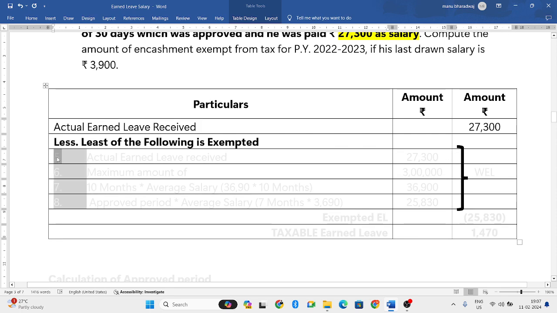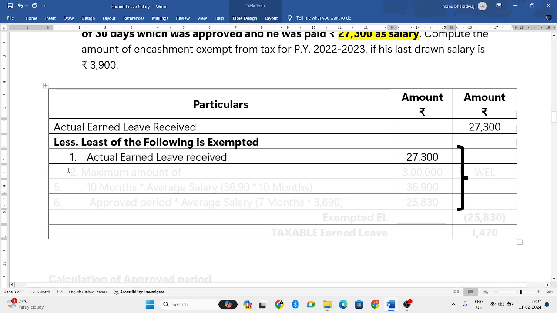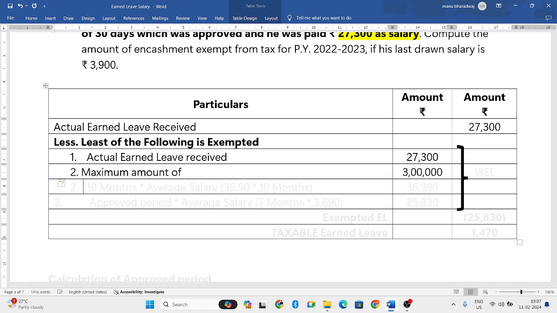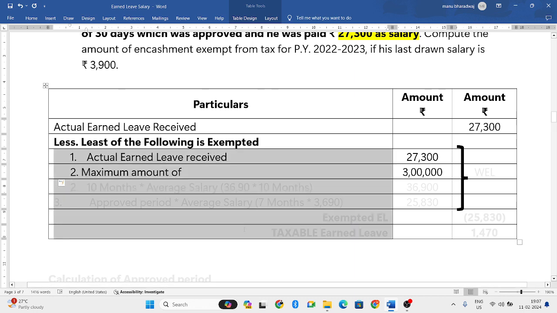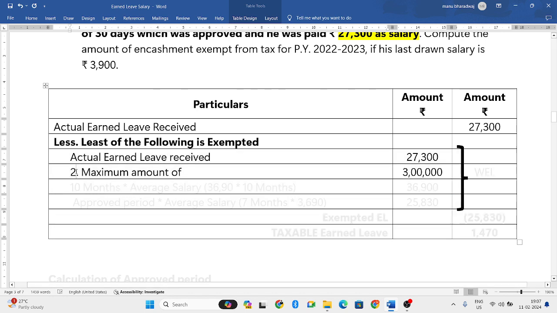So the first one is actual earned leave, which is 27,300. The second exemption is the maximum amount. The maximum amount prescribed by the government is 3 lakh rupees. So an employee can take the exemption in terms of leave salary only up to 3 lakh rupees.